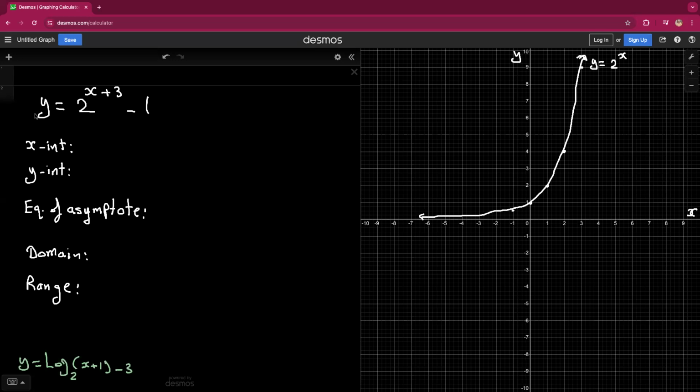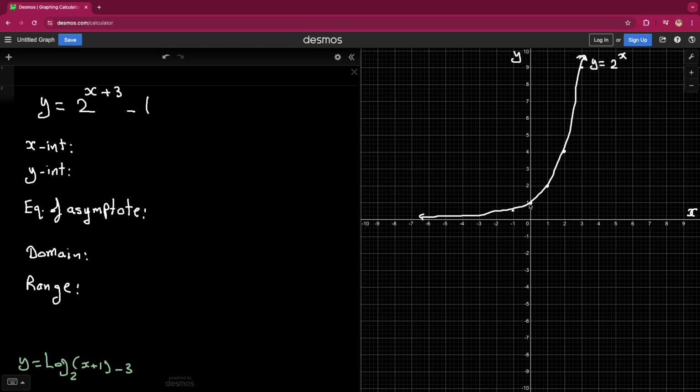So we will start with graphing an exponential function, which is y equals 2 to the power of x plus 3 minus 1. So we could graph this in so many different ways, but I think the best way is to use transformations. And the parent graph, y equals 2 to the power of x, looks like this.